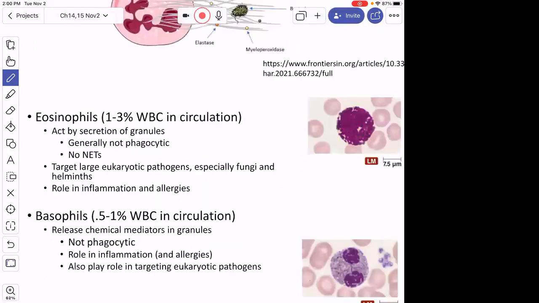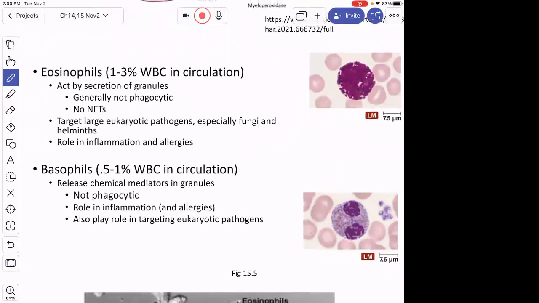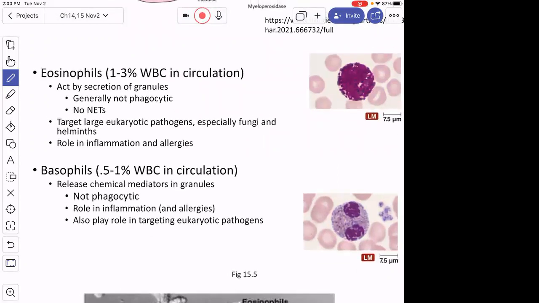So the other two kinds of granulocytes, eosinophils and basophils, I decided to just group together because they're pretty similar in terms of their function. There are very few of them in circulation, maybe a few more eosinophils than basophils. Again, they have similar function.